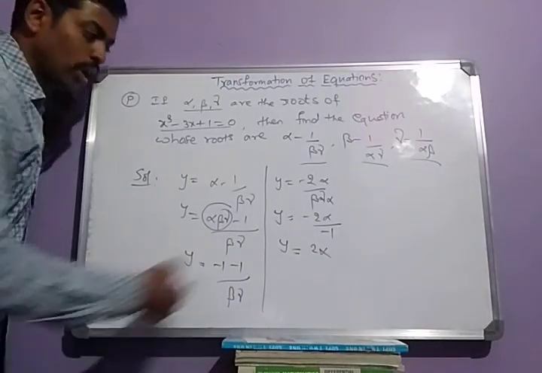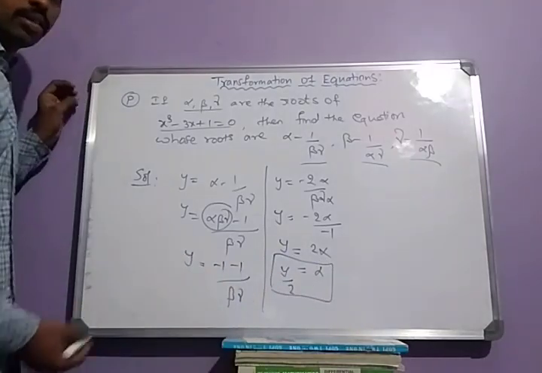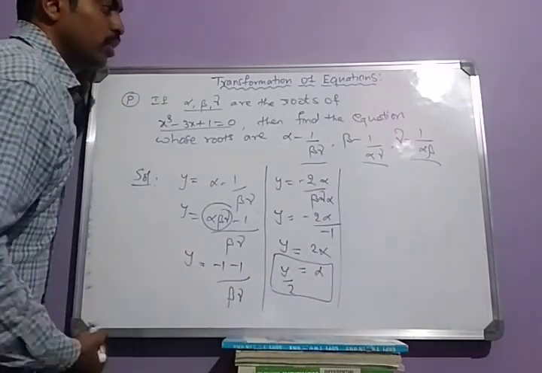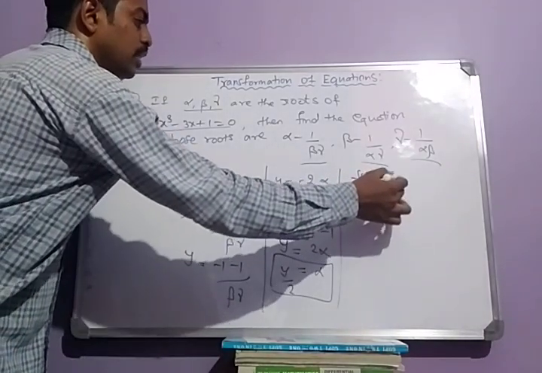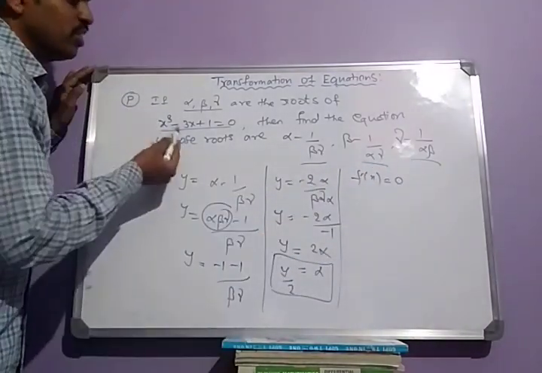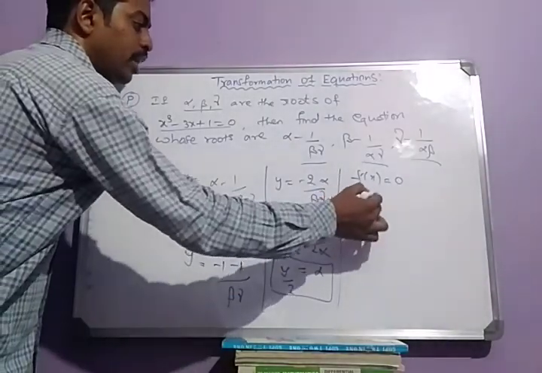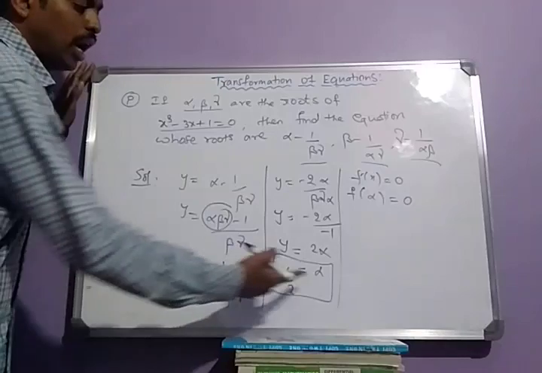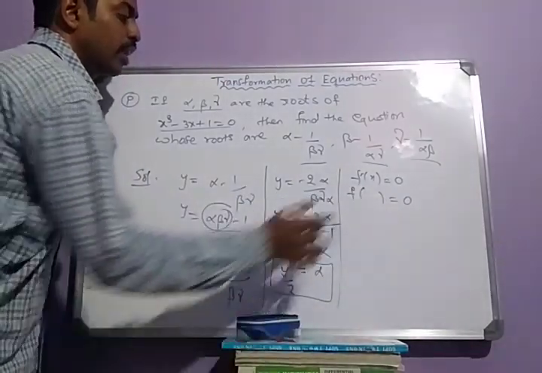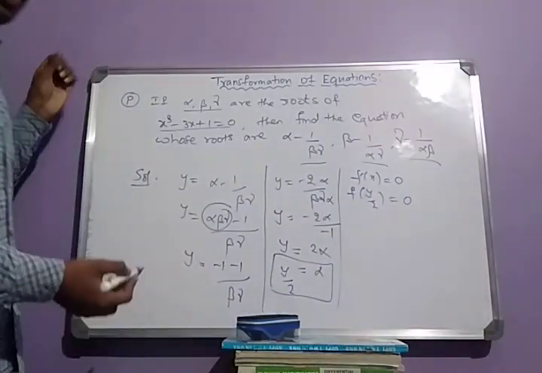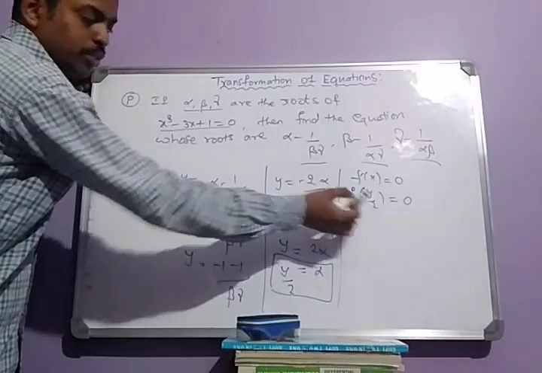Y is equal to 2 alpha means what? Alpha is equal to y by 2. So what are we going to do with this? We already know that if you take this as f of x is equal to 0, alpha is a root of this equation. That means in place of x we can substitute alpha. We can call it f of alpha is equal to 0. And alpha is nothing but y by 2. So in place of alpha we can write y by 2. F of y by 2 is equal to 0. So in the cubic equation, in place of x you are supposed to substitute y by 2.